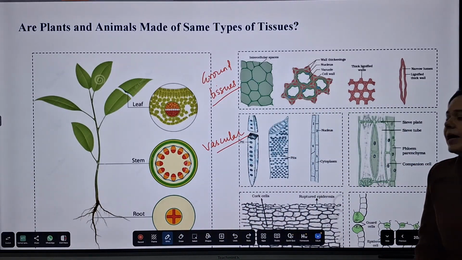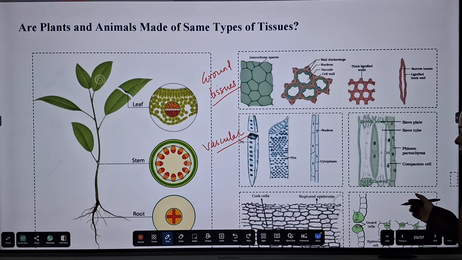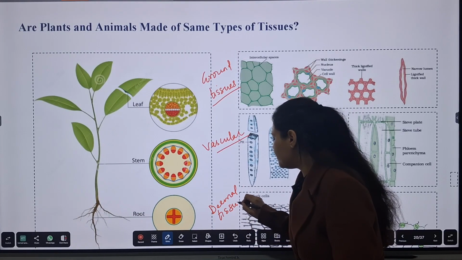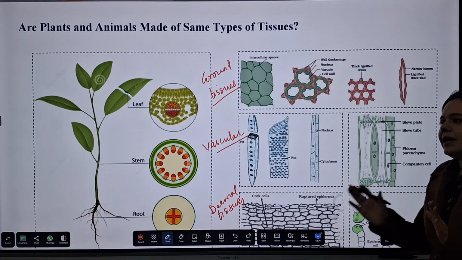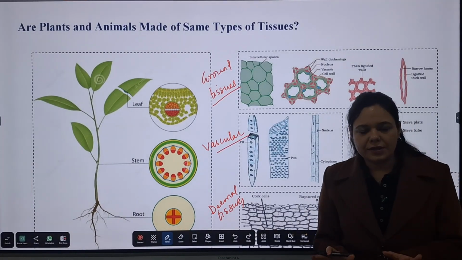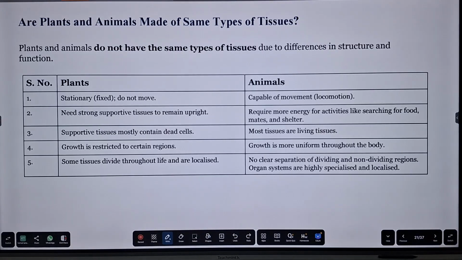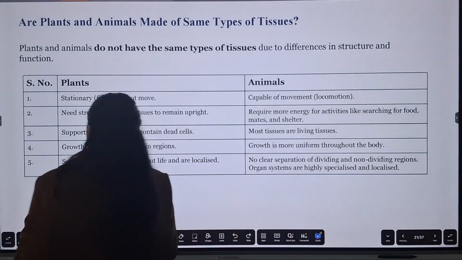The primary growth of the plant happens with the help of these tissues. And then we have dermal tissues, epidermis, etc. They basically provide protection, right? So we can say plants and animals have different kinds of tissues in them, but why is it the case? Let's understand the difference between plants and animals to get the answer.